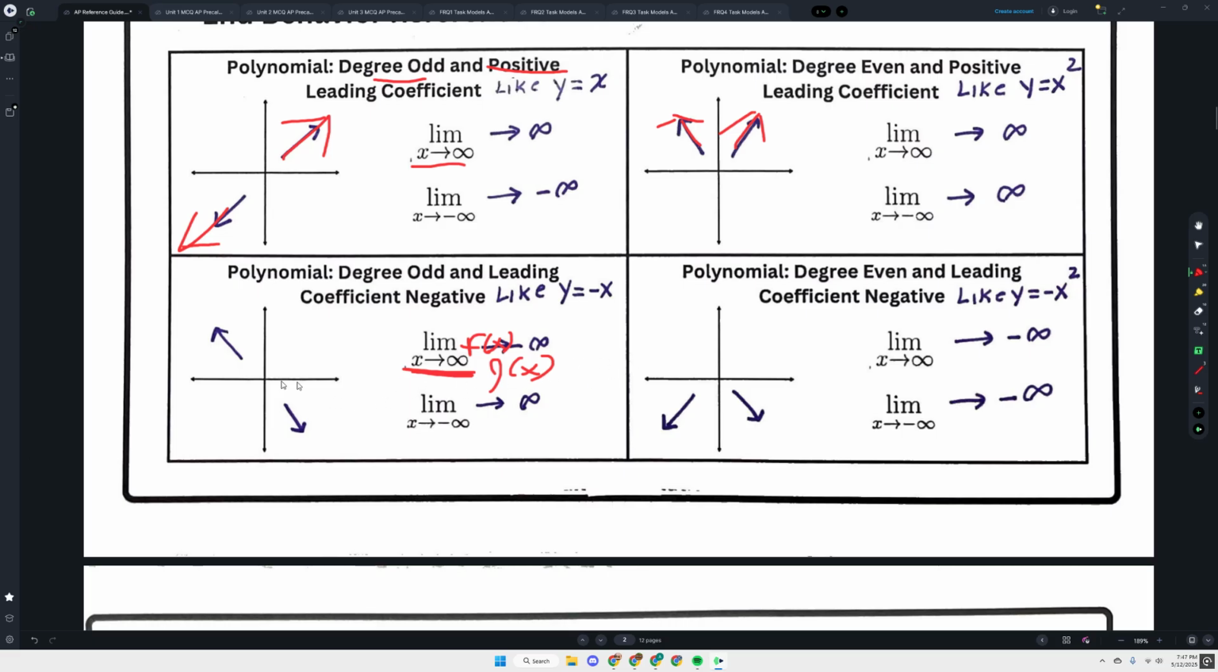Alexander Lego posted this in the AP Precalc channel as something his teacher made. Always remember to write f of x and g of x. If you write the wrong function name, they won't give you the point for the limit notation. I think it's FRQ 1, part B.